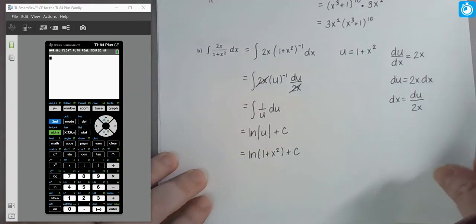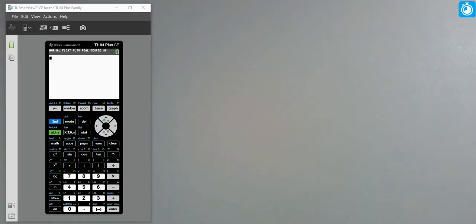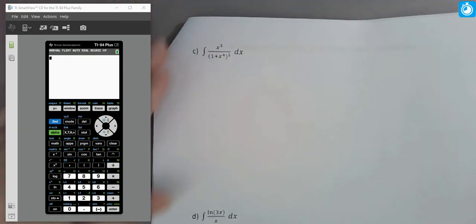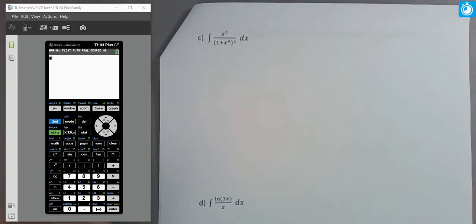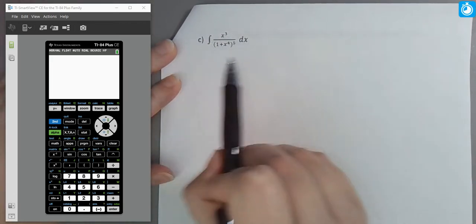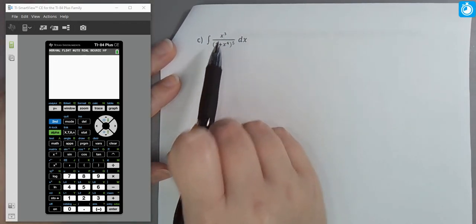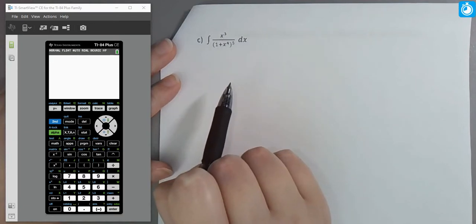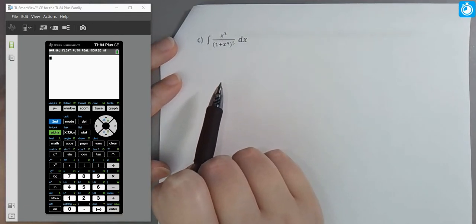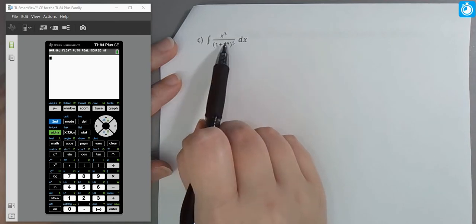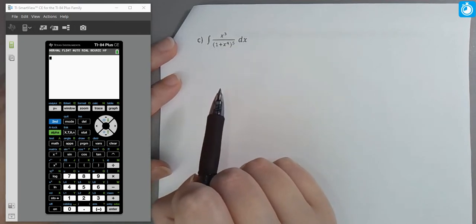Okay, let's try another one. Similar to this one, just a little bit more complex. Stepping up a notch. Okay, so we have the antiderivative with respect to x of x cubed divided by 1 plus x to the 4th quantity raised to the 5th power.